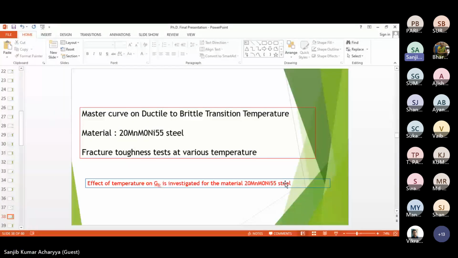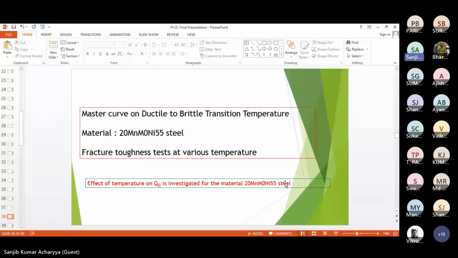For this, we had to do a huge amount of fracture toughness tests at various temperatures, from high temperature to low temperature, mainly at low temperature. Huge fracture toughness data, CT specimen, TPB specimen, mainly with varied thickness, crack length, etc.